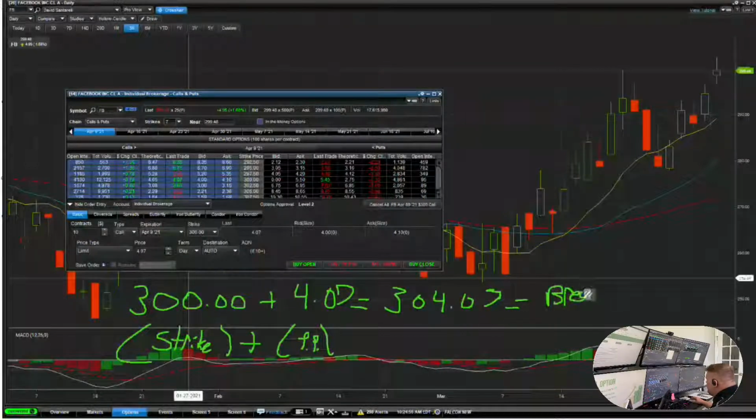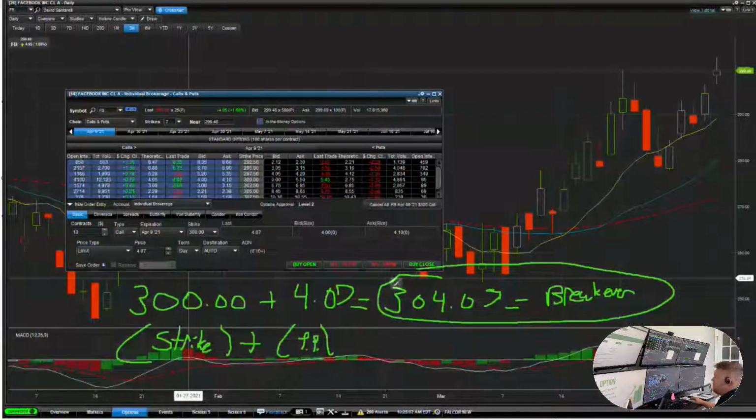Now, Teresa, where would we have a 100% return on this option with Facebook? The premium we paid was 4.07, so we need to add that to the break-even price, correct? That's 308.14. That is correct. If Facebook got to 308.14, that equals a 100% return.